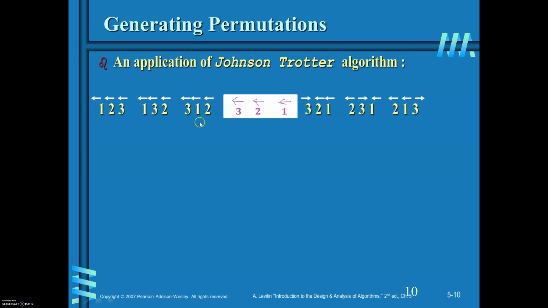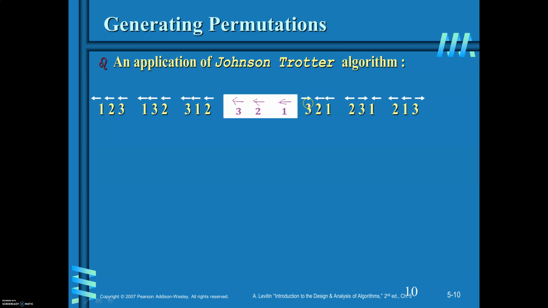Now here 3 is not mobile, 1 is not mobile, but 2 is a mobile element because it is pointing to the smaller element. Now interchange 1 and 2. When you swap 1 and 2, this is what you are going to get. Now here you find the element larger than 2. So change the direction of 3. With that the resultant permutation is like this.